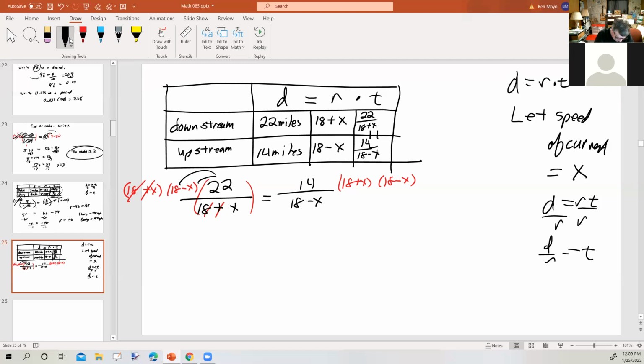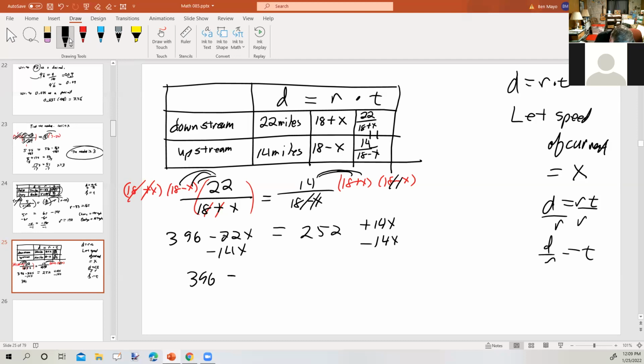18 times 22, which is 396 minus 22x. Okay. On the right side, those cross out, and we've got 14 times 18 is 252 plus 14x. I'm going to solve for x on the left, so I'm going to subtract 14x from both sides. 396 minus 36x equals 252.